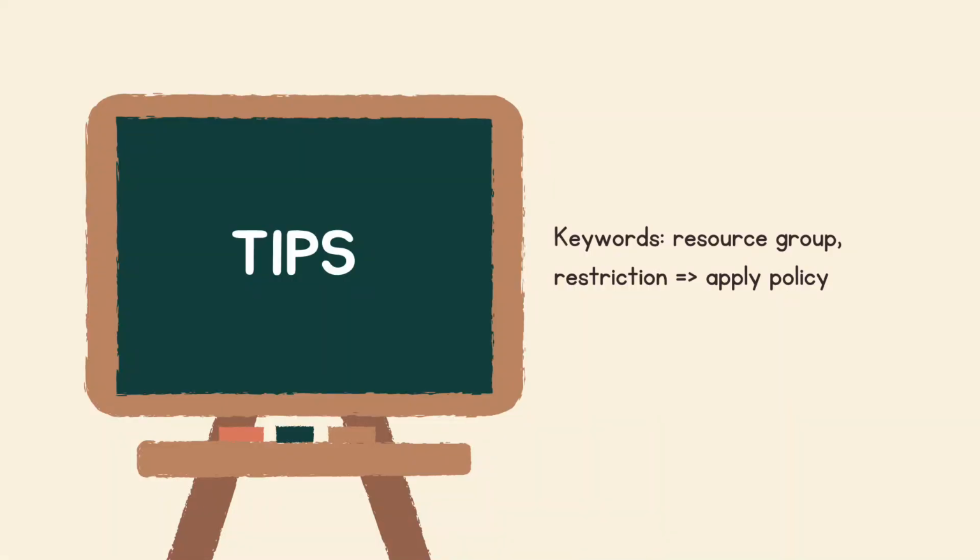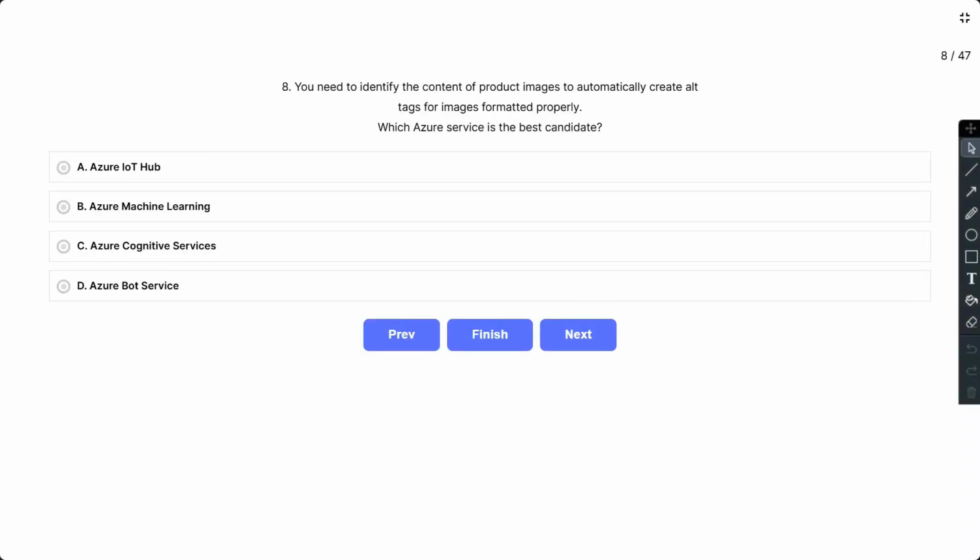Now, the tip for this question is that you have to look for the keyword resource group restriction, then the answer would be apply policy. Question number 8. You need to identify the content of product images to automatically create alt tags for images formatted properly. Which Azure service is the best candidate?